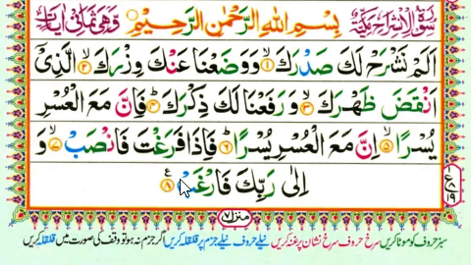Wa ila, this lam we long due to alif madda. Rabbika, ra we read in heavy sound. Farghab, fa we connect with the ra directly, and ra we read in heavy sound now, because ra has the sukoon and there is fatha on the before letter. That's why far. And ghain also we read in heavy sound. On the ba we make qalqala, which is strong qalqala, as qalqala letter is coming in the end of the word. So we say wa ila rabbika farghab.